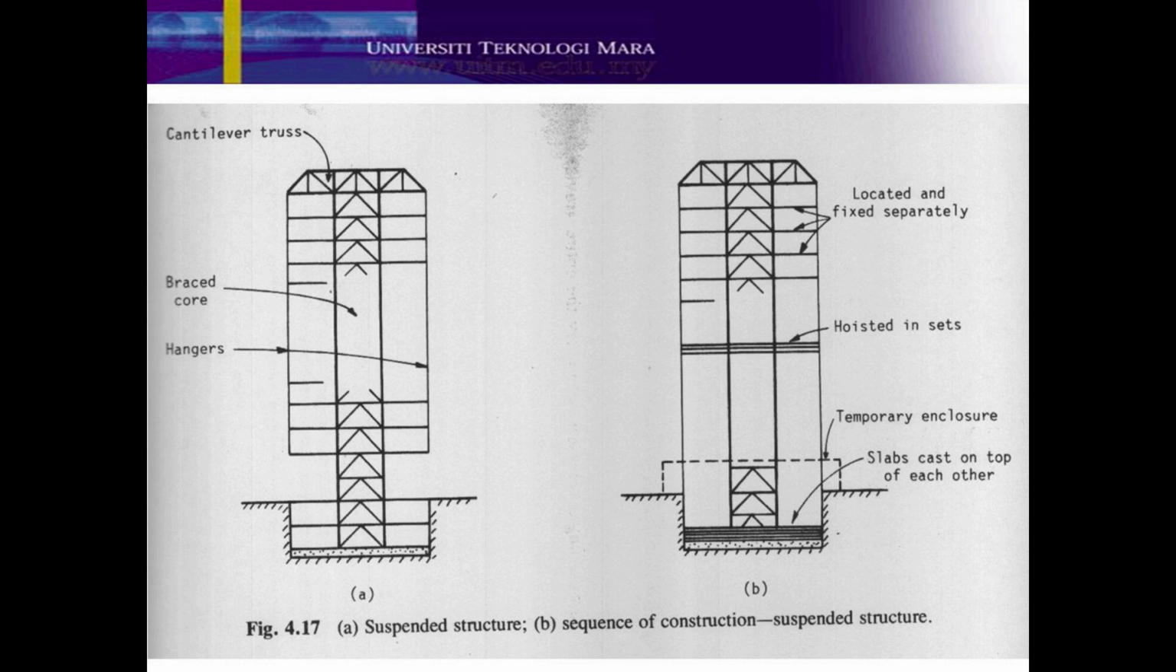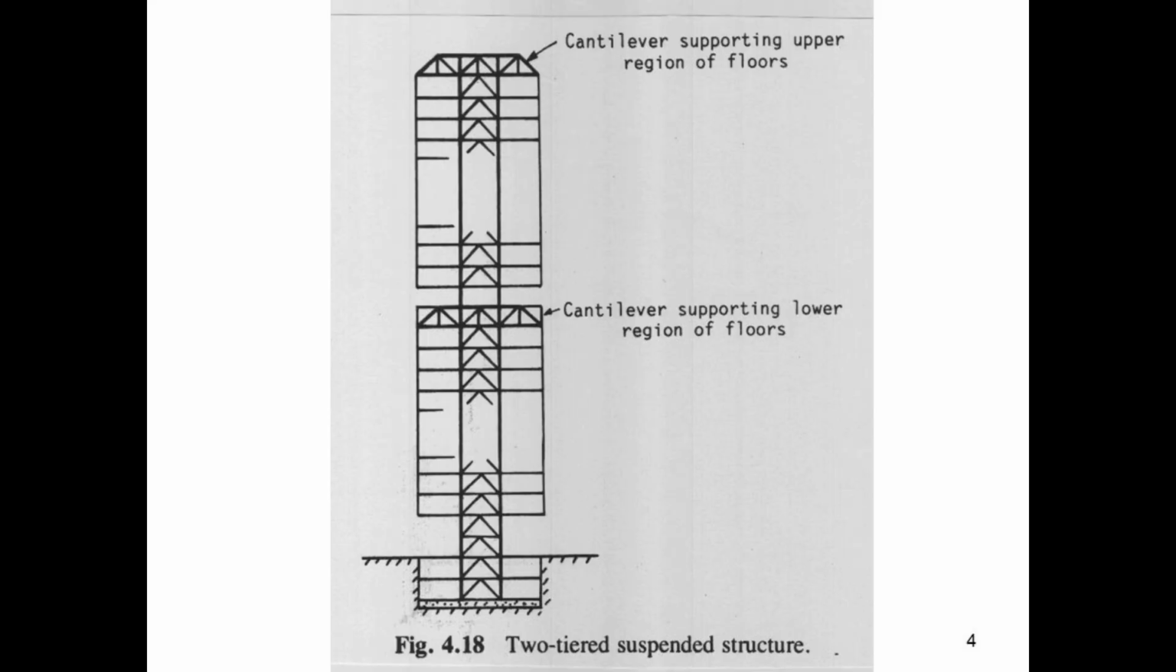This picture shows a 2-tiered suspended structure. We can see there are two cantilever trusses, the first one supporting the upper region of floors. Meanwhile, the second one supports the lower region of floors.